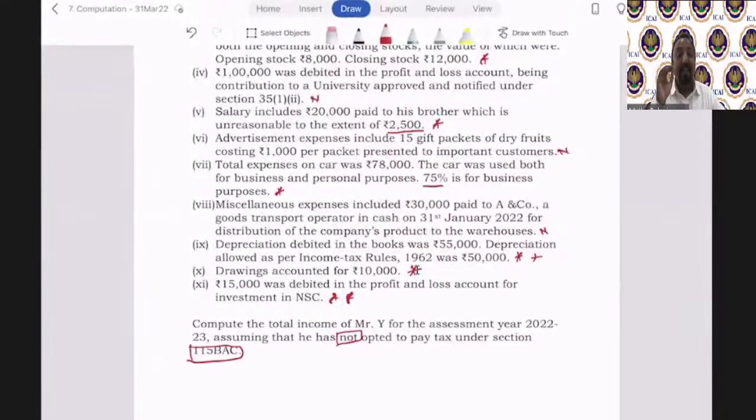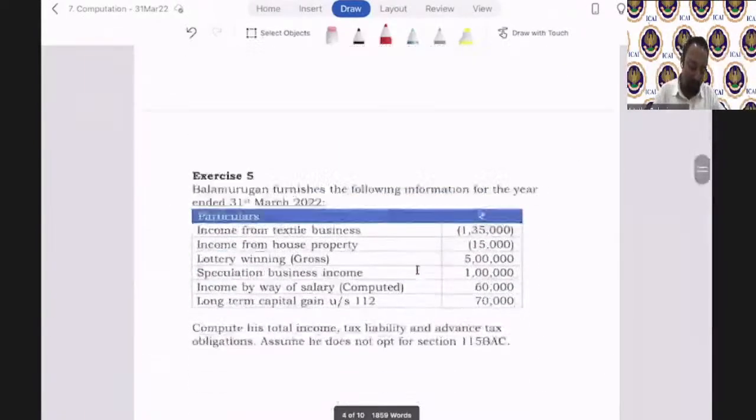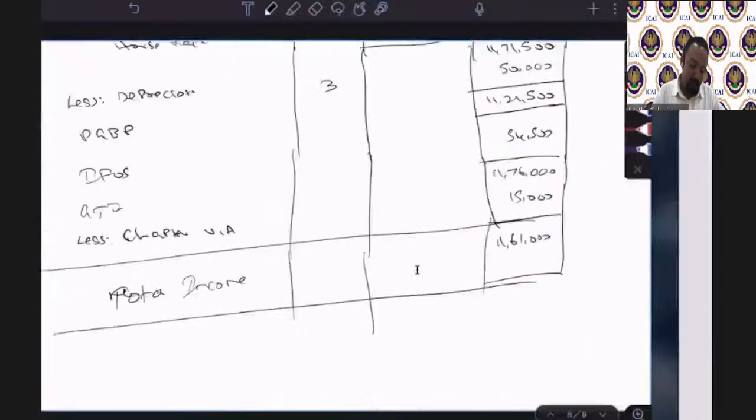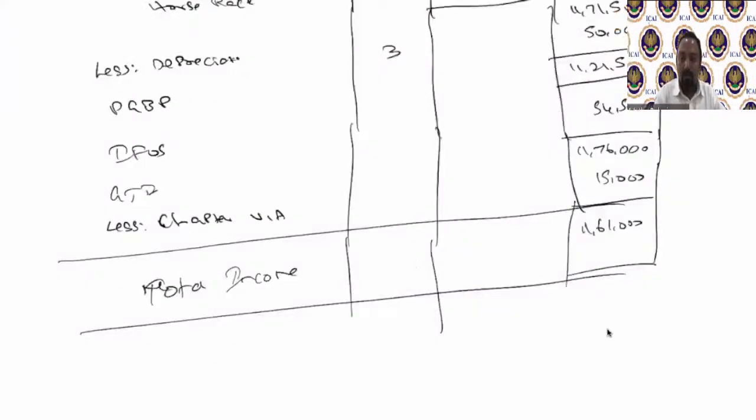The question says compute total income. It is not asking you to compute tax. So when it's not asking you to compute tax, you need not do it. When it is not asking you to compute 115BAC, you need not do it. When you are asked to only compute total income, the concept of AMT does not come in, because AMT comes only when you need to calculate tax. So when you have to only compute income, you need not do anything related to alternate minimum tax. So with that, this problem is over. I'll just see if there are any questions that I can answer.